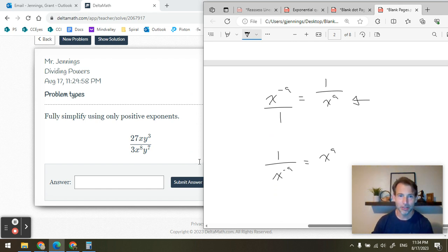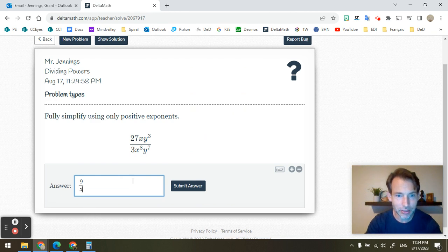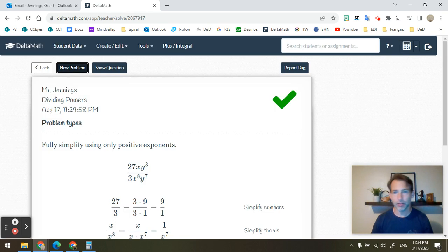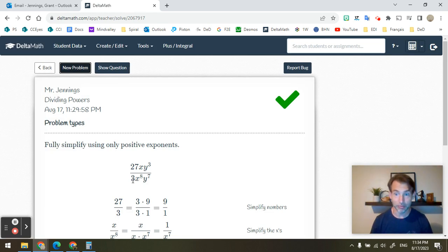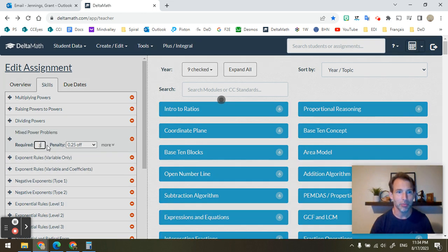All right, so let's write in our answer. This is 9 divided by x to the 7, y to the 4. We get the green check mark of we got it. Okay, so these are our basic laws, these 3 laws: multiplying powers, raising powers to powers, and dividing powers. Now let's go see how we apply those in these mixed power problems.